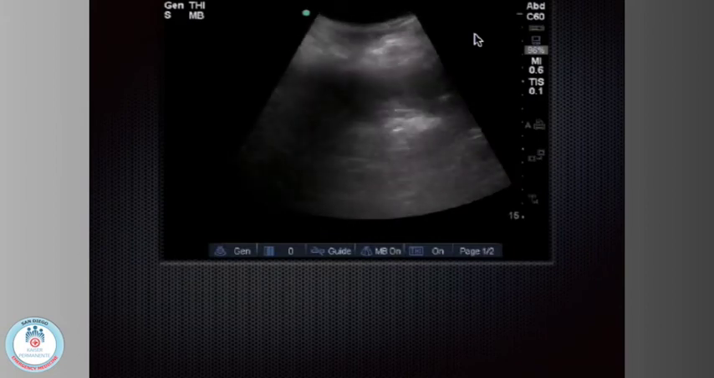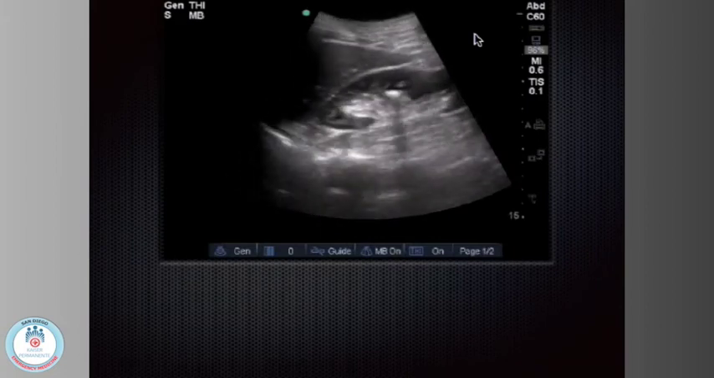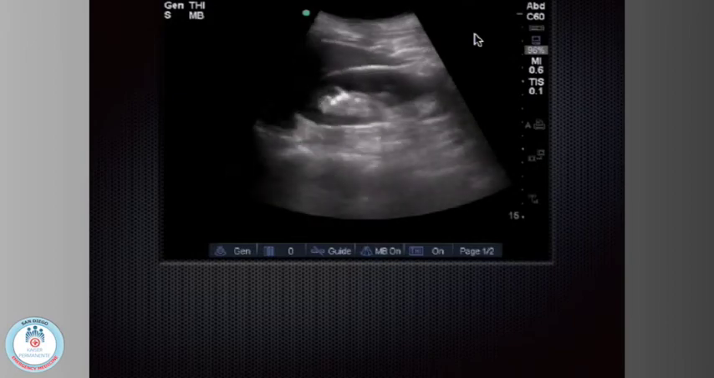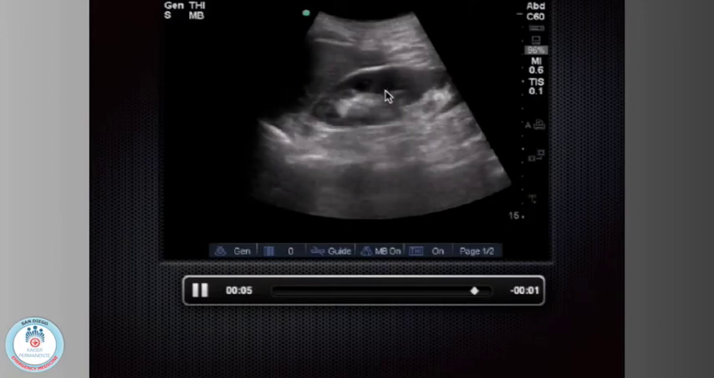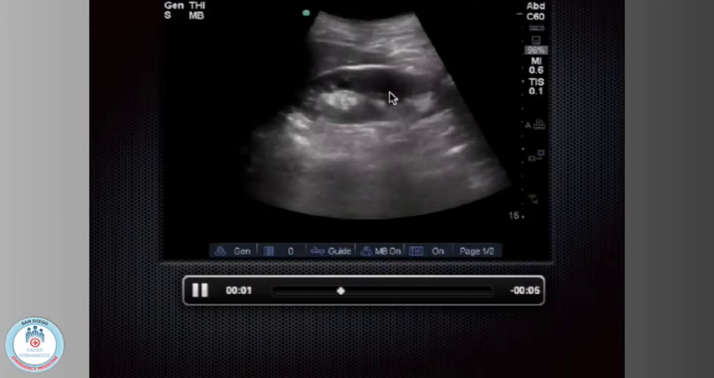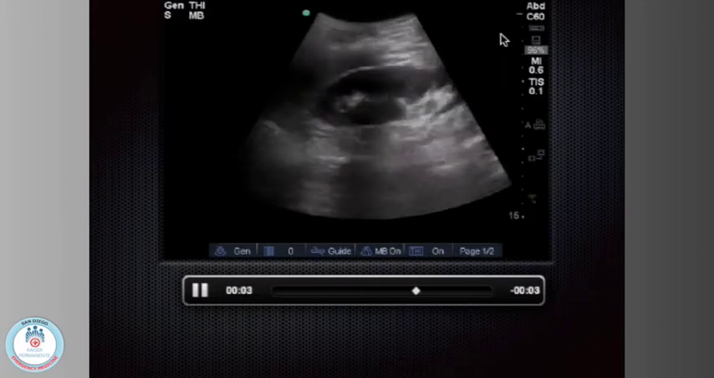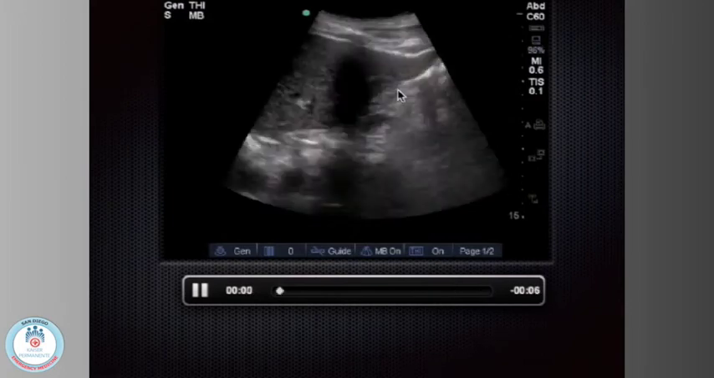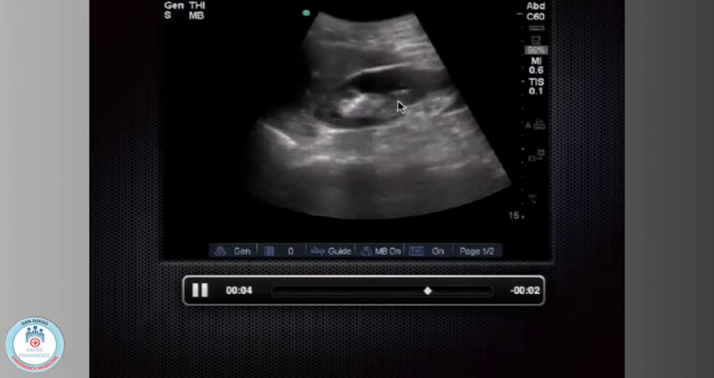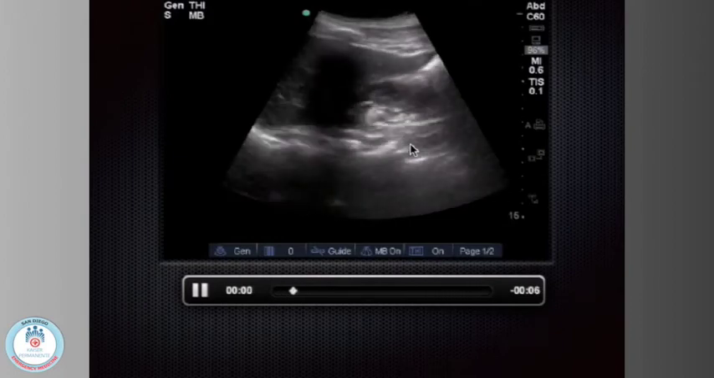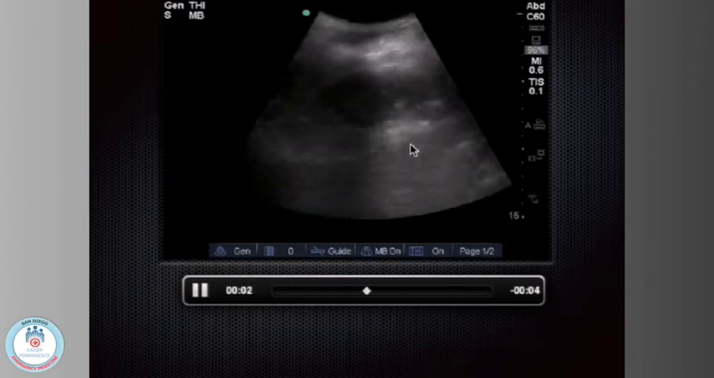What do we have here? Emily, call out. What did you see? The kidney looks hypoechoic. What do we call it? Hydronephrosis. Yeah, I don't see any hydro either.